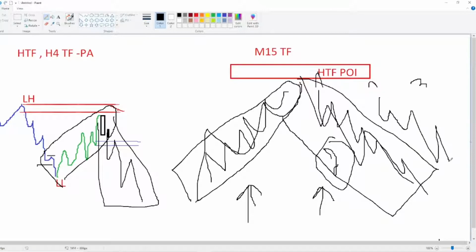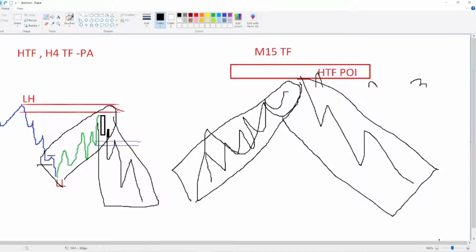Okay, ifs and buts always happen in the market. Sometimes the market does like that because you don't understand the first leg, this one leg. Okay, I will explain in the future how we understand the first leg. This is only what I try to explain. I explained the second leg.